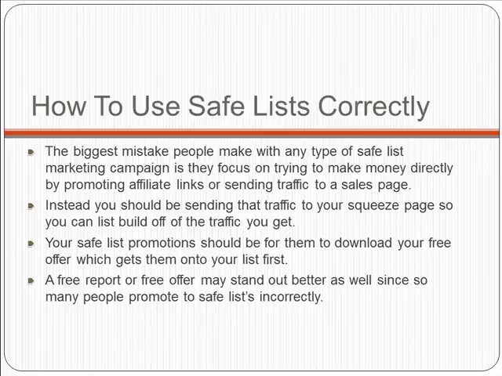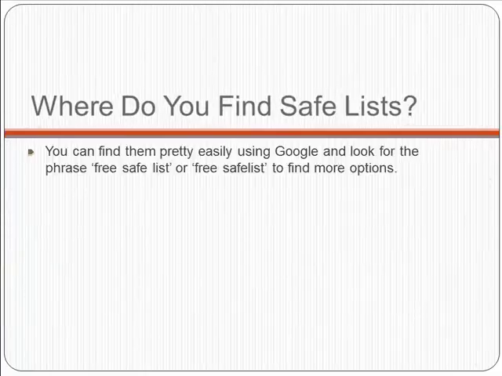And very few people use safe lists. Still, they don't use safe lists correctly. They're not using them to get people onto an email list and follow up with them. So if you offer a free report, a free video course, or a free audio training, something like that, you may stand out above the rest, and that will actually get you even more traffic and a little more notice and exposure. So where do you find these safe lists?